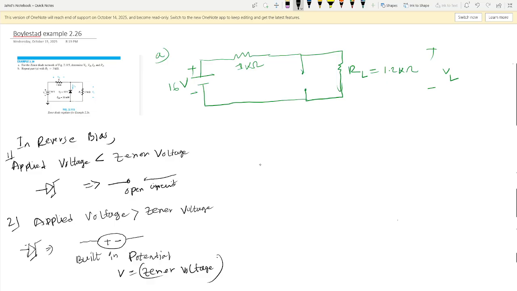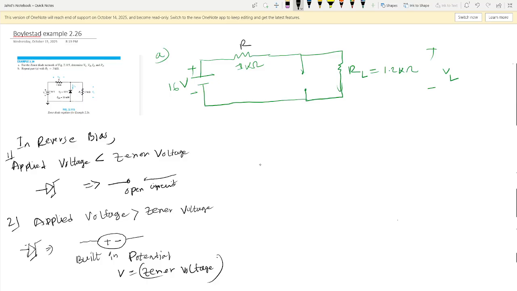Now we can solve the problem. Here our source voltage is 16 volt. Our resistance R is 1 kilo ohm. Our load resistance is 1.2 kilo ohm. So at first we can assume that the Zener diode is in off state.